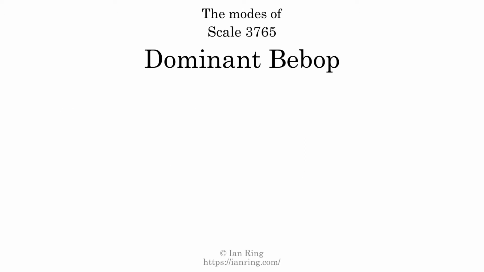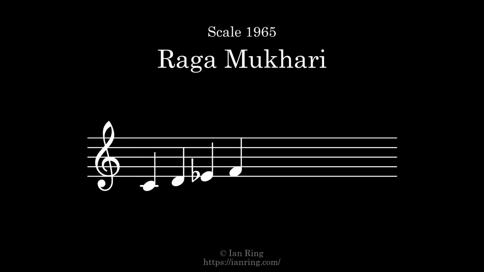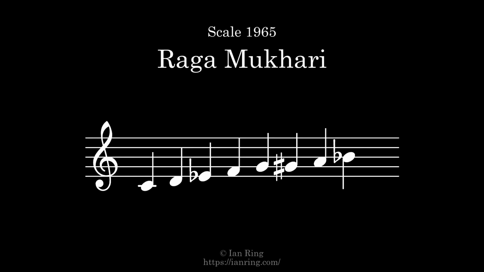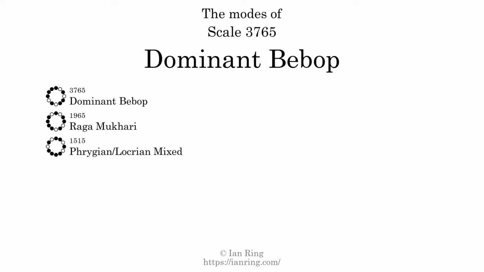This scale has 8 modes. The first mode is itself. The second mode is scale 1965, also known as Raga Makkari. It sounds like this. The third mode is scale 1515, also known as Phrygian-Locrian mixed. It sounds like this.